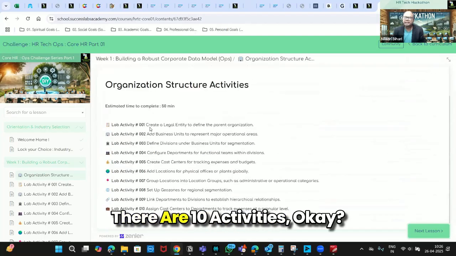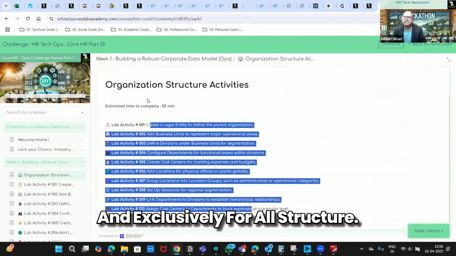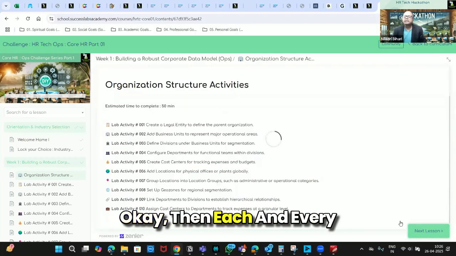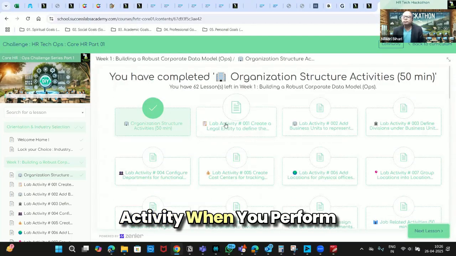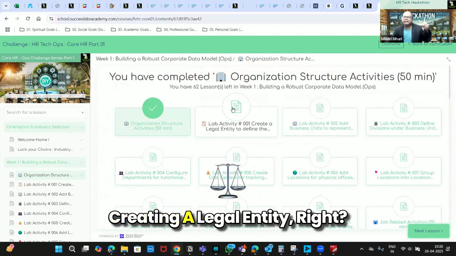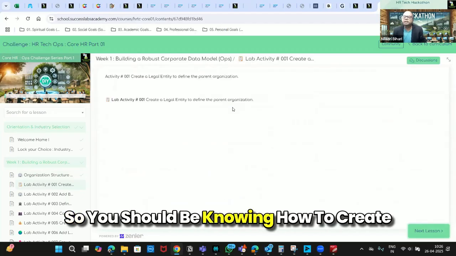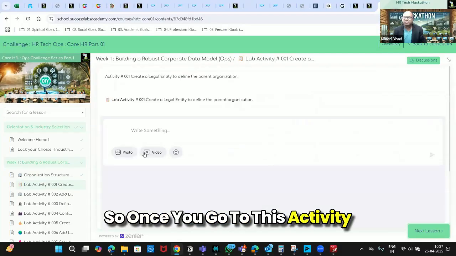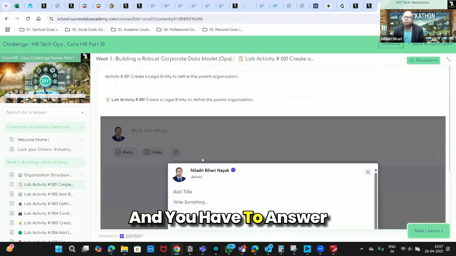There are 10 activities exclusively for org structure. And each and every time, the first activity you perform is always creating a legal entity. So you should know how to create a legal entity for that matter. Once you go to this activity, you have to answer here.